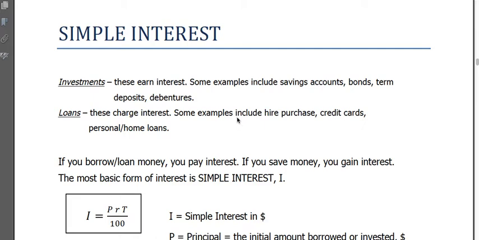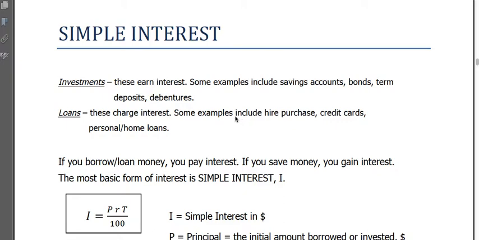So some of you might have heard of interest before. You probably hear sometimes on the news them talk about interest rates, or you might have a savings account, so you know what interest is, because every month you might have a little bit extra added to your account. And that bit that's added is called the interest.